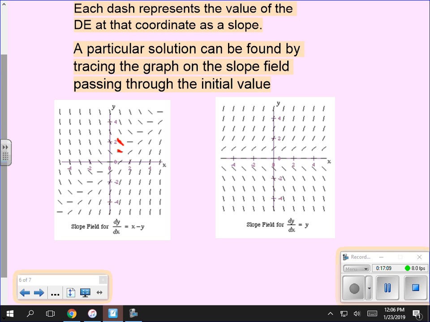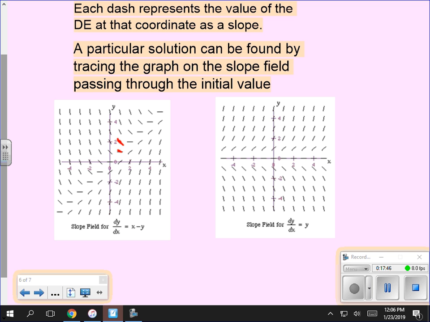So all the horizontal ones are lines with a slope of 0. Where is x minus y equal to 0? Where x and y are equal. So all the points 1, 1, 2, 2, 3, 3, 4, 4, negative 1, negative 1. That's why on that diagonal line where x and y are equal to each other, every single one of those has a little horizontal dash, because the value of x minus y at every one of those coordinates is 0, and horizontal lines have a slope of 0. Okay, does that make sense?